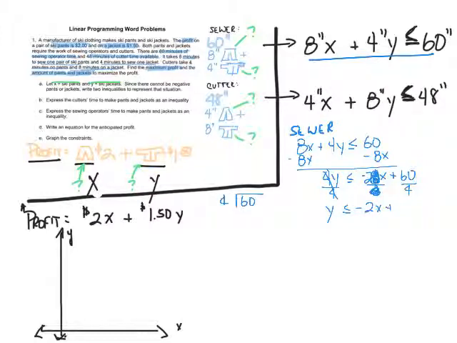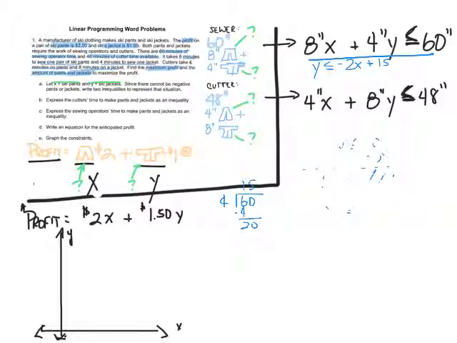60 divided by 4. 4 goes into 6 once. 1 times 4 gives me 4. 6 minus 4 gives me 2. Bring down the 0, and 4 goes into 20 exactly 5 times. So I've simplified that equation, and I'm going to put it back up here at the top: y is less than or equal to negative 2x plus 15. And I can go ahead and hopefully erase all this stuff. Yep. And we can go through the exact same process for the other one.